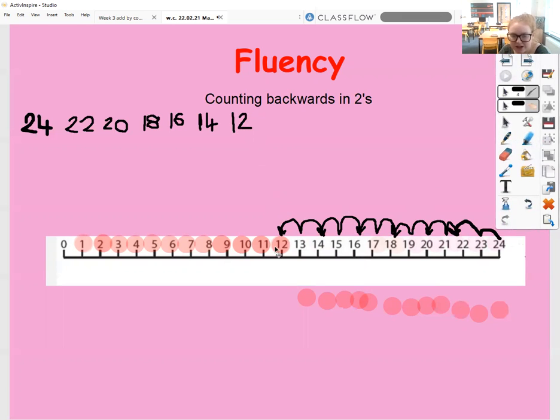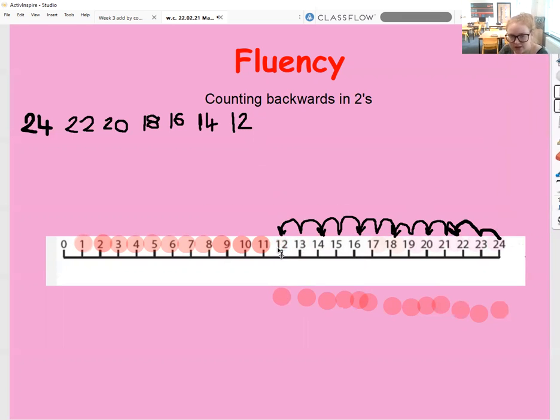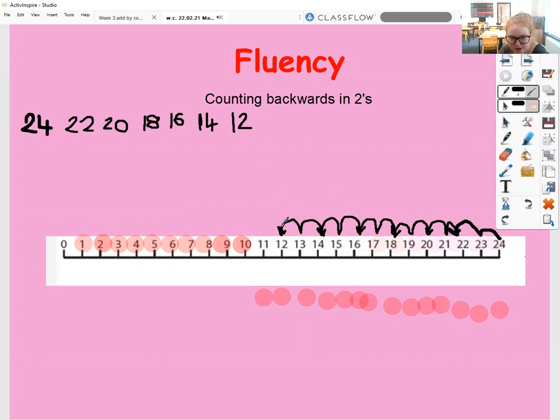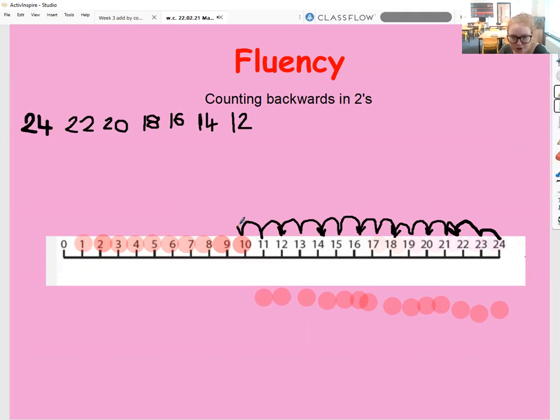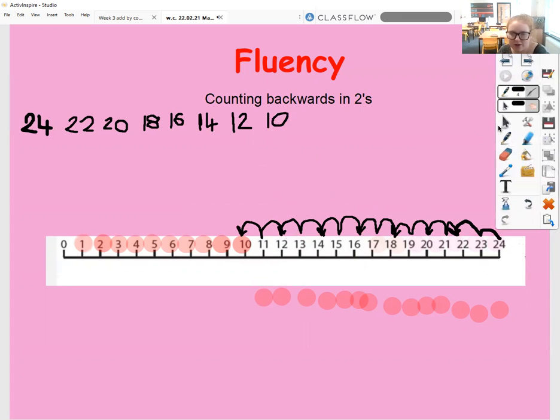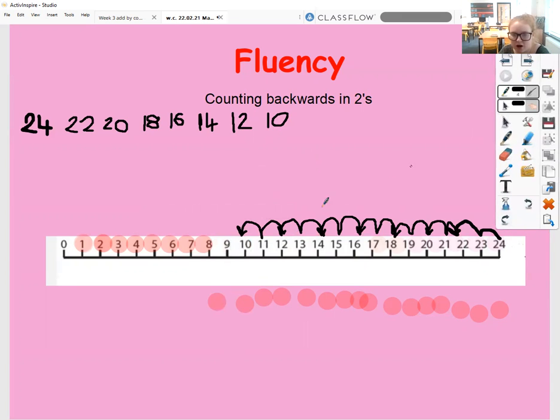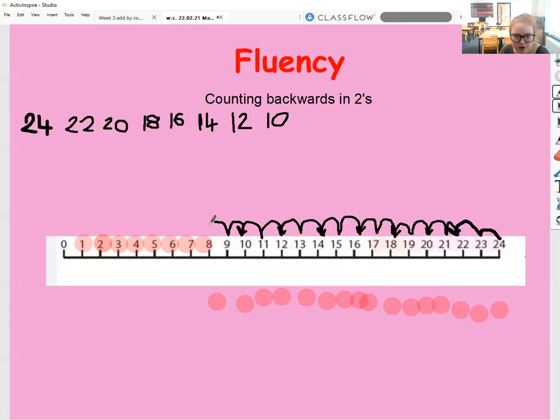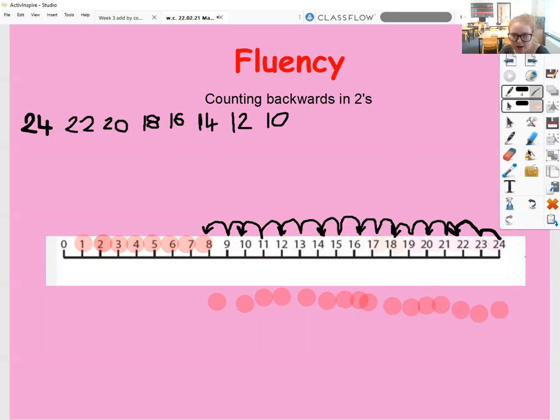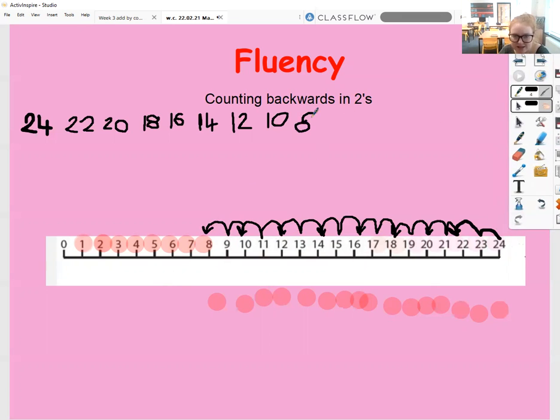Brilliant. Counting back in twos, 2 more counters I'm taking away, and I'm jumping back 2 more spaces on my number line. 1, 2. What is my next number going to be? The remaining part is 10. Okay, what do I need to do next? Counting backwards in twos, I need to take away 2 counters, which is the same as jumping back 2 spaces on my number line. So 1, 2 spaces. My remaining part is 8.